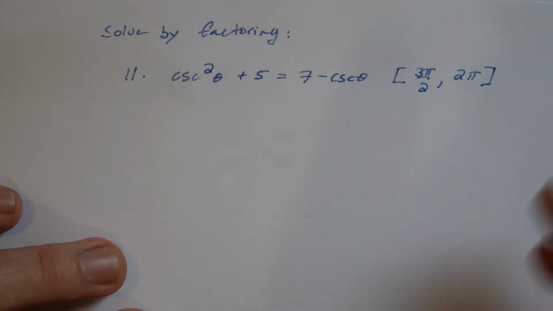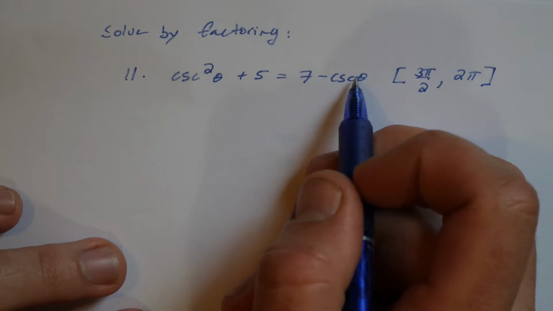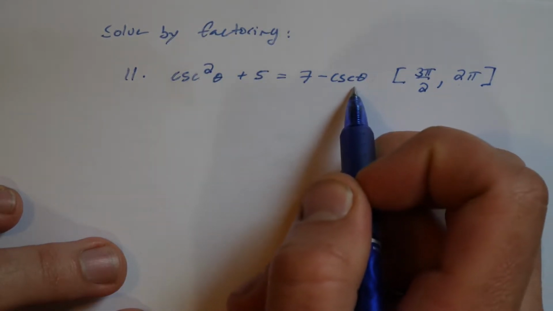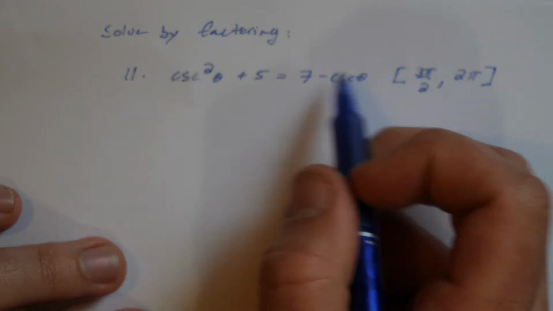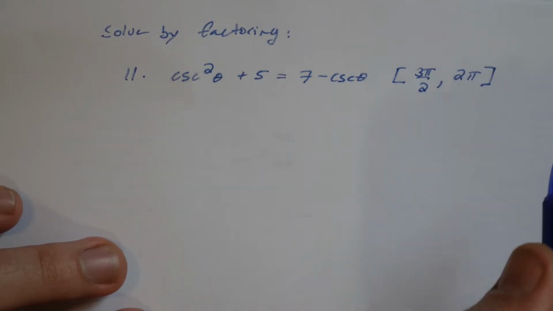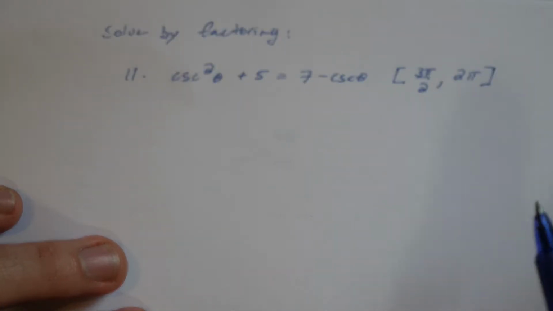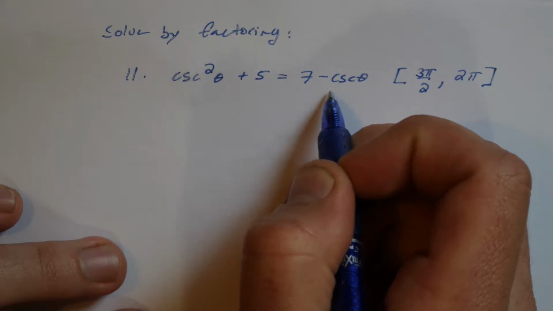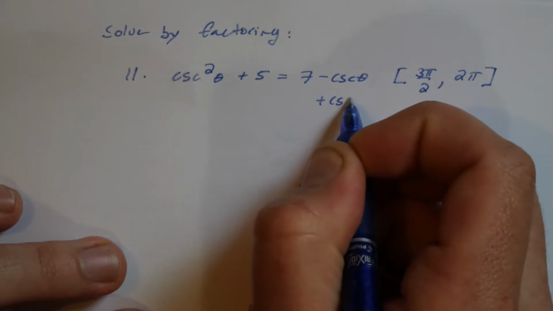Obviously we would still try to isolate, but we're going to see that this is a squared cosecant and this is just a cosecant. So I can't combine these two automatically, but we're going to factor this just like we would in Algebra 2 or Algebra 1, so pretty straightforward. I'm going to get this cosecant over to this side. How do I do that? I add cosecant squared to both sides.